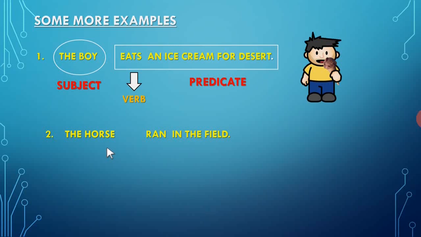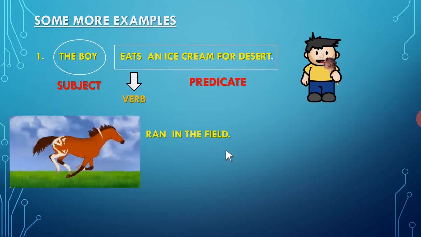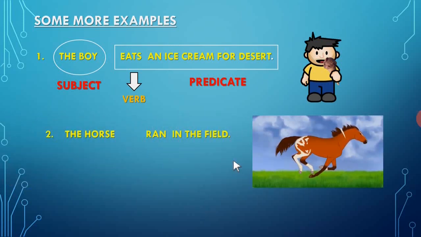The horse ran in the field. Oh my God, the horse is running. Okay. So what are we talking about in this sentence, children? We are talking about this horse. So the horse becomes the subject.